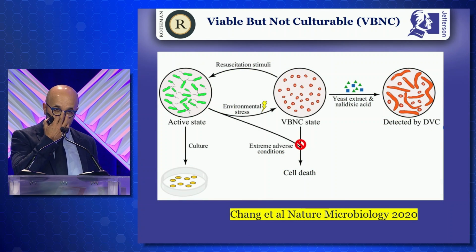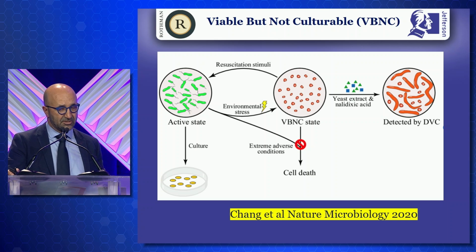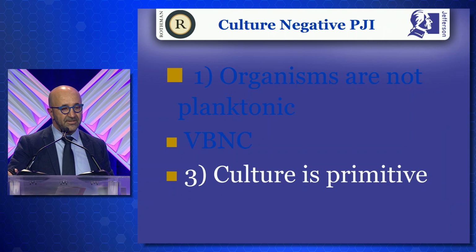This beautiful paper in Nature shows how the mechanism of recalcitrance and VBNC works. Time doesn't allow me to go into the details, but basically they shut down their metabolic phase and stay dormant. When the appropriate physiological environment arises, they can then get activated and become pathogens again.